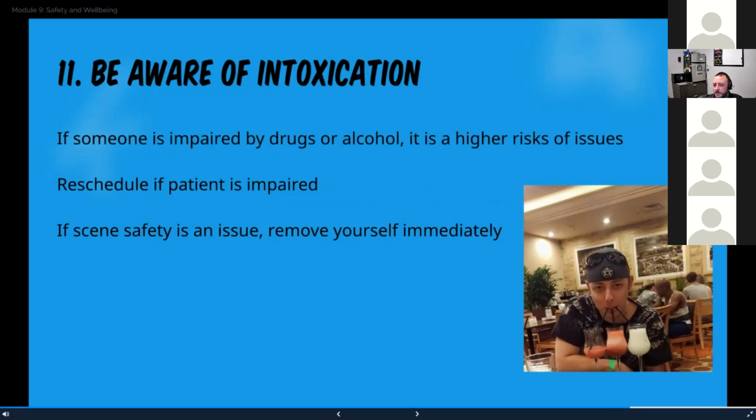Be aware of intoxication. If somebody is impaired by drugs or alcohol, obviously there's going to be a higher risk of issues. If you do have somebody that's impaired, reschedule the appointment. And if safety is an issue, remove yourself immediately.